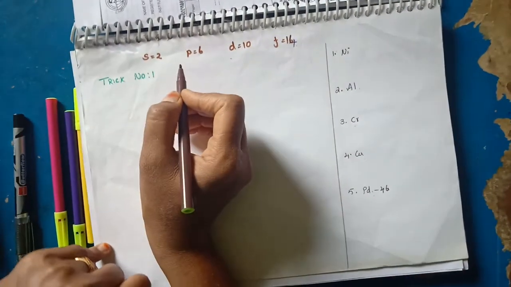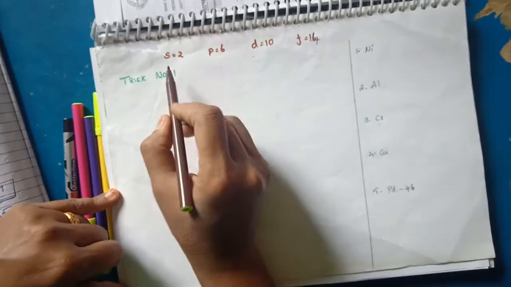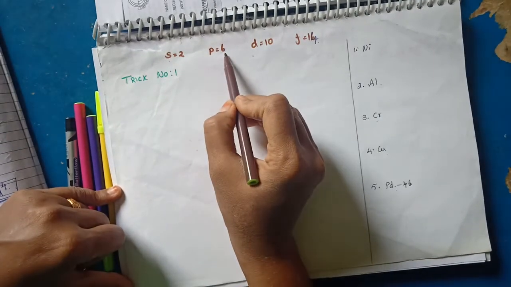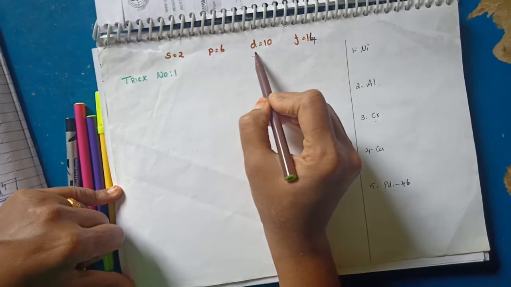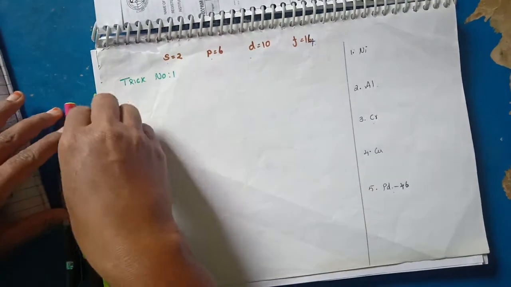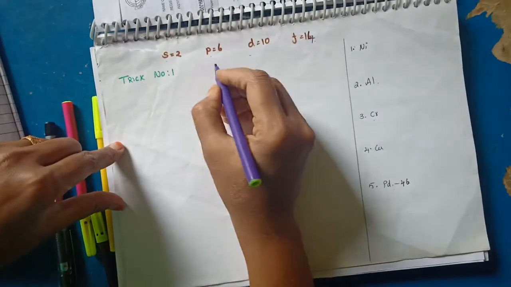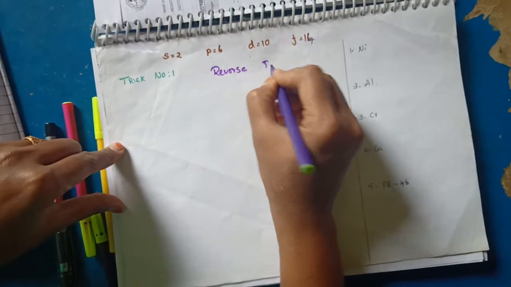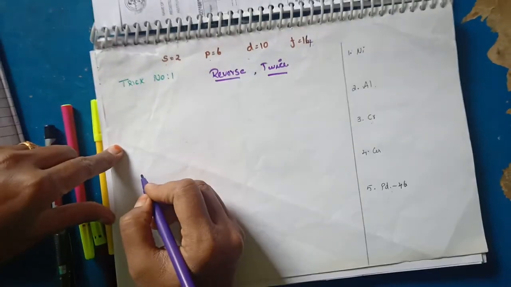Trick number 1. What is the simple trick? We know how many electrons can occupy the s orbital: 2 electrons. How many electrons can occupy the p orbital? 6 electrons. 10 electrons for the d orbital and 14 electrons for the f orbitals. Now the trick is we have to write in reverse order twice. So reverse twice, that is the trick.